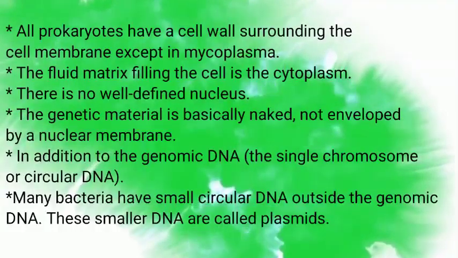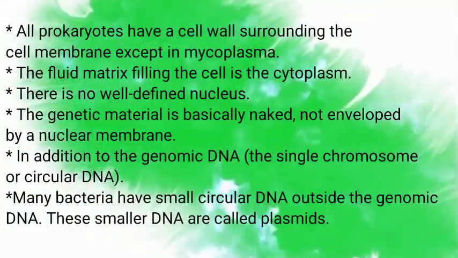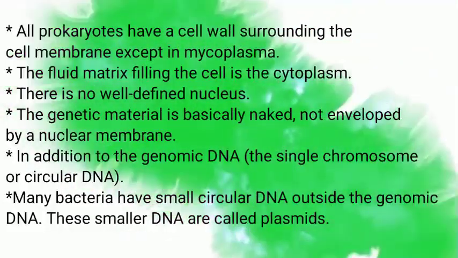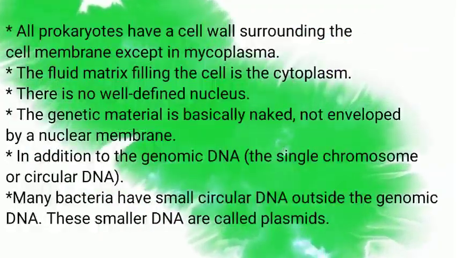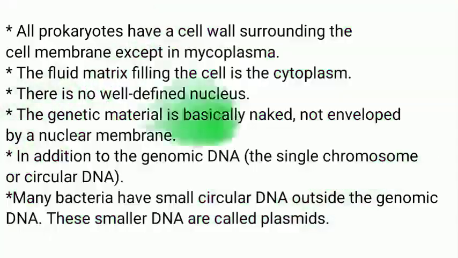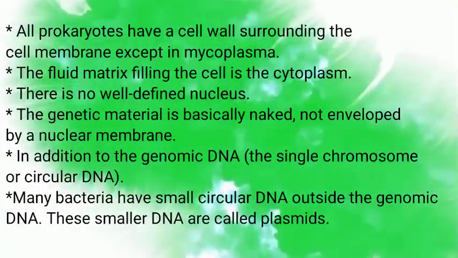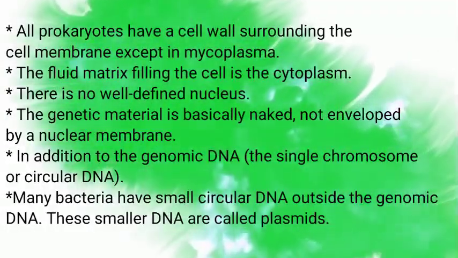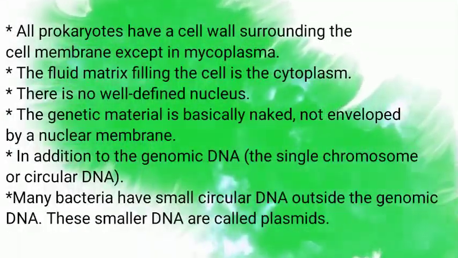See, all prokaryotic cells have a cell wall except mycoplasma, and all contain cytoplasm, and they do not contain a well-defined nucleus. The genetic material of prokaryotic cells is basically naked, not enveloped by any nuclear membrane. In addition to the genomic DNA, bacteria have small circular DNA which is called plasmid.